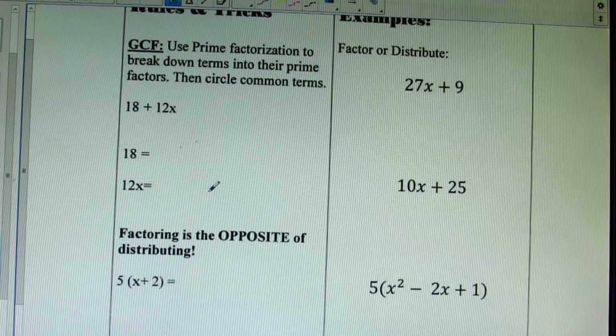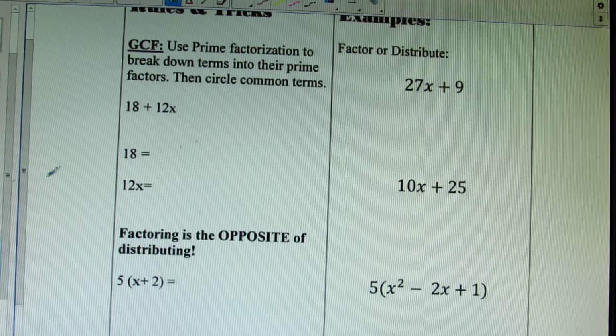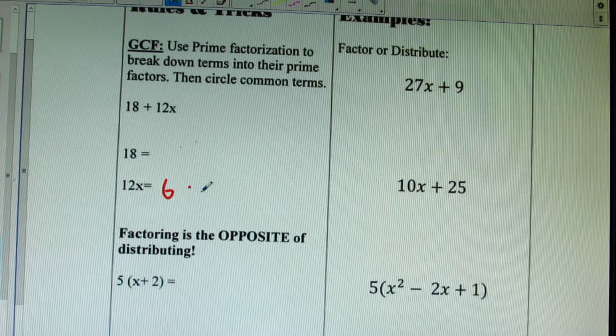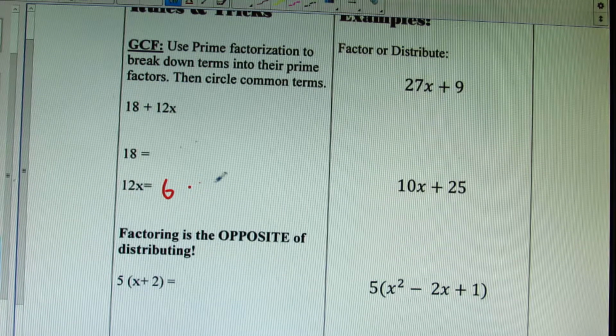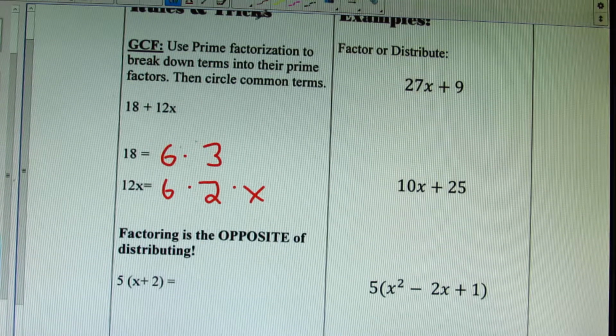12, I can write 12 times 1, I can write 6 times 2, I can write 3 times 4. The question is, which one of these, the largest one, can possibly divide evenly into 18? Well, 12 can't go into 18, so that's the biggest factor. The next biggest factor is 6, and that does go into 18. So I'm going to write 12x as 6 times 2 times x. And I'm going to write 18, using that 6 again, as 6 times 3. I want them to have something in common.